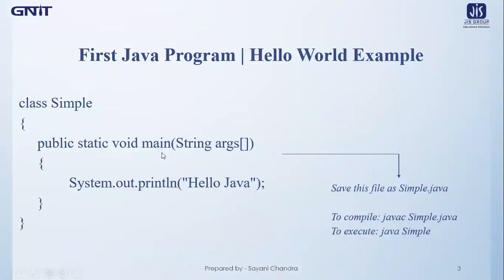But here you can see that along with the main method, some other keywords are also used before the main method. Public, static, void are three keywords that are used before the main method syntax. And after the main method, within parentheses, we have written string args and we have given an array sign. Now let us understand each of these keywords one by one.